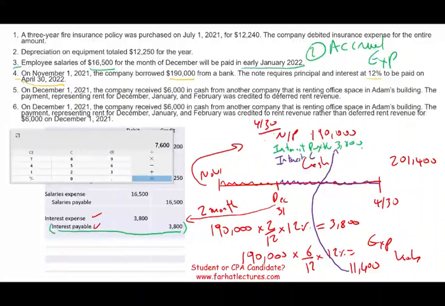Interest expense, and that's going to be 7,600. Okay? Now also, if you want to do this, you can take 190,000 times 4 divided by 12 times 12%. It should give you 7,600, the amount of interest for this period. But I just took the total interest and backed out the interest that we already recorded for this period, which is November and December. Right?